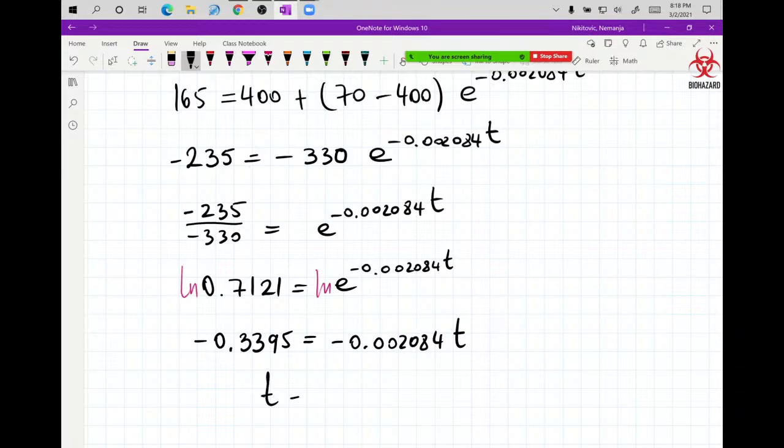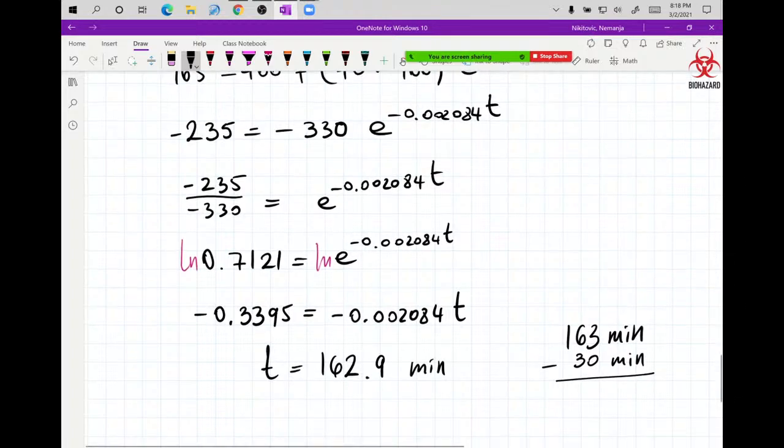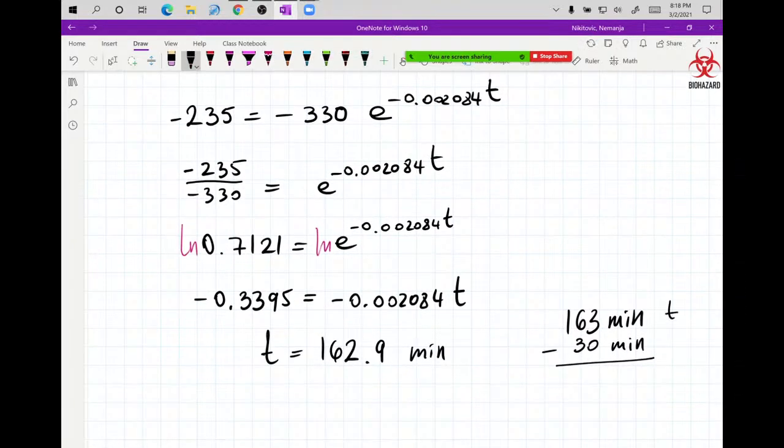And get T equals 162.9 minutes. So you can call that 163 minutes. Since you already did the 30 minutes calculation to measure, you already did baking, so this is the total time, and then minus 30 is what is left for cooking, which is 2 hours and 13 minutes left.